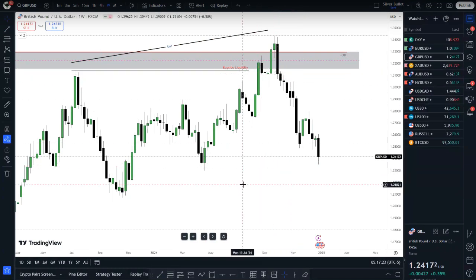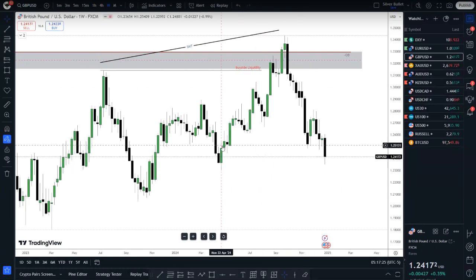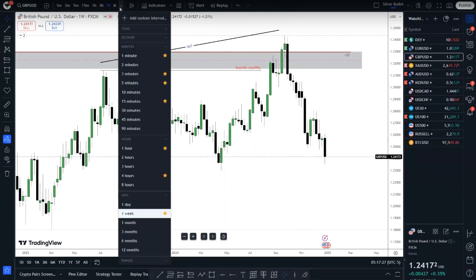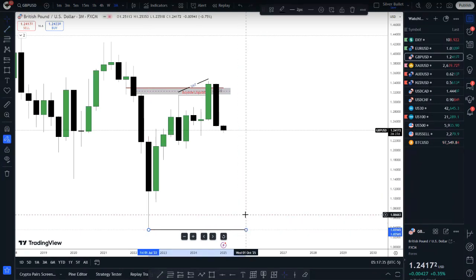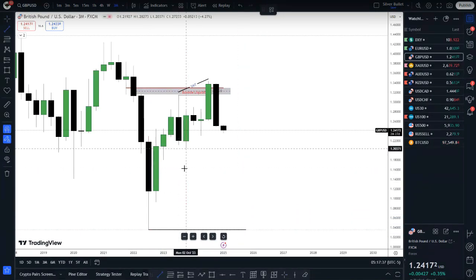Okay, so what do we do? What do we do this week? What are we looking for? This compared to the 3-month chart back here. Where's our main draw on liquidity for the next 3 months, or this quarter, this year? This low here. We also have this clean low over here. So I am heavily bearish.